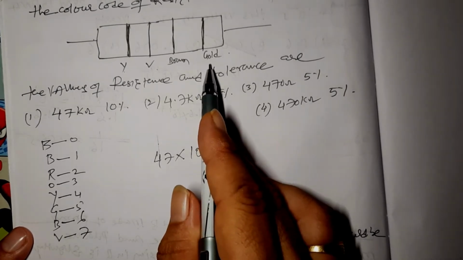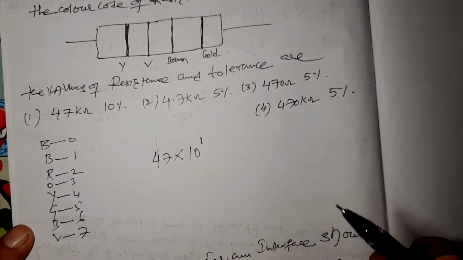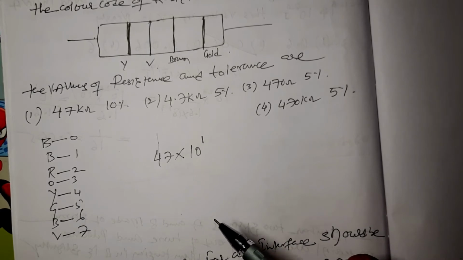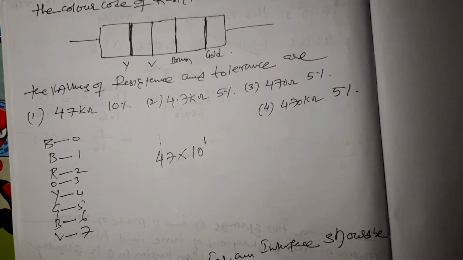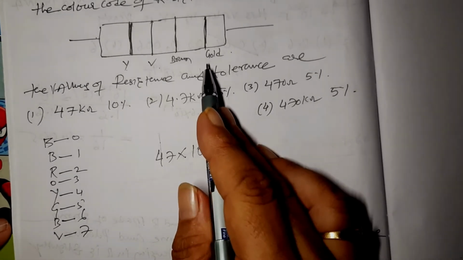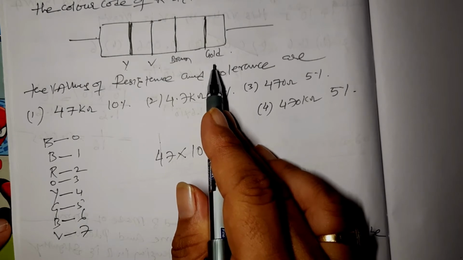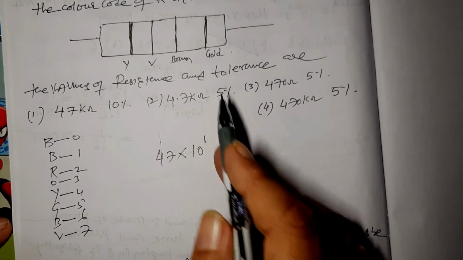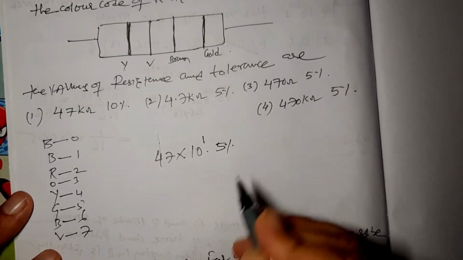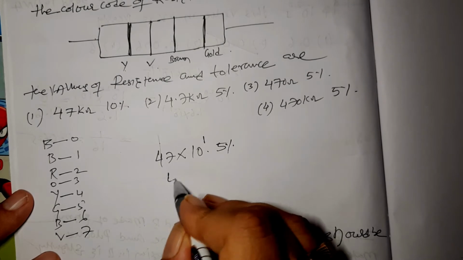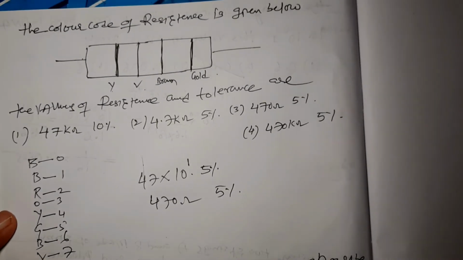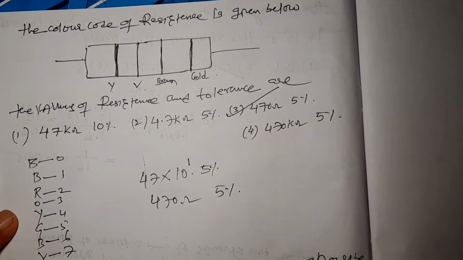And the fourth color represents tolerance. That means to what extent the measurement value is error-free and reliable. That is called tolerance. If this color is gold, tolerance is 5%. If this color is silver, tolerance is 10%. So that is 5%. Our correct option is 470 ohms, 5% tolerance. So what is our correct option here? Third option.